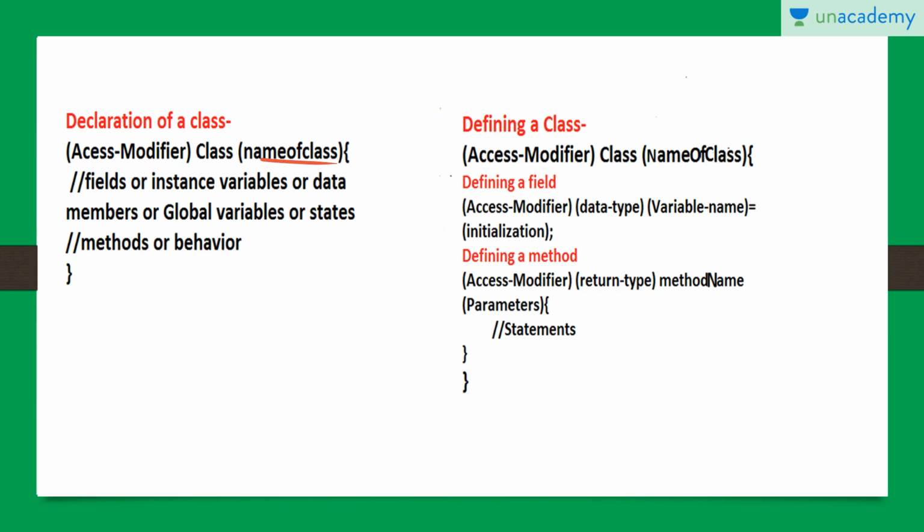Now what can we declare in a class? We can declare fields, or you can say instance variables or data members or global variables in a class, and after that we can also declare some methods in a class. Now let us see how we can define or declare these methods and fields in Java.